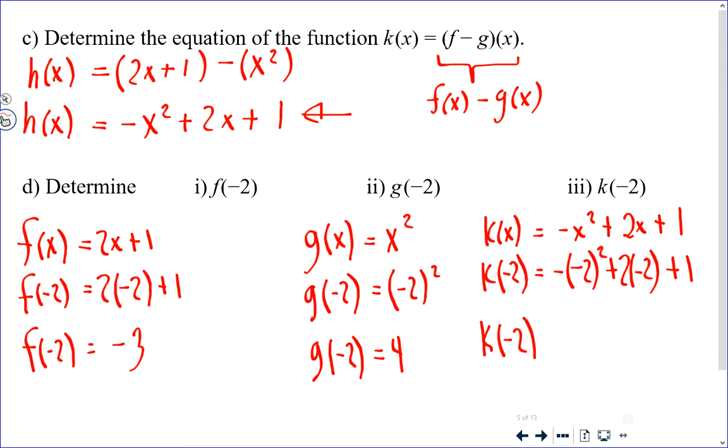Negative 2 squared is 4, but we are multiplying by a negative out in front, so we get negative 4, and then we have another negative 4, and then we have plus 1, which gives us negative 7.